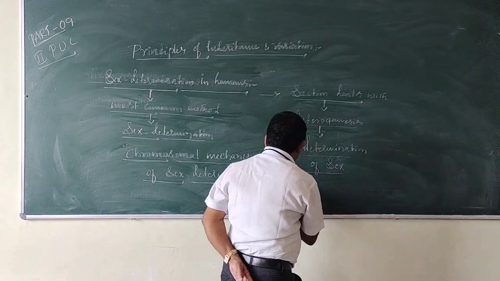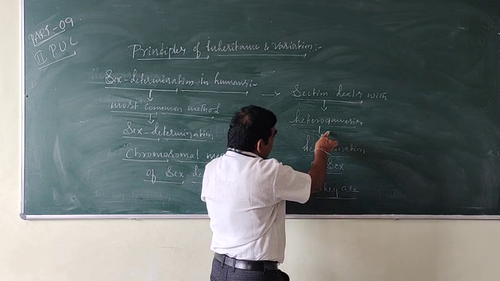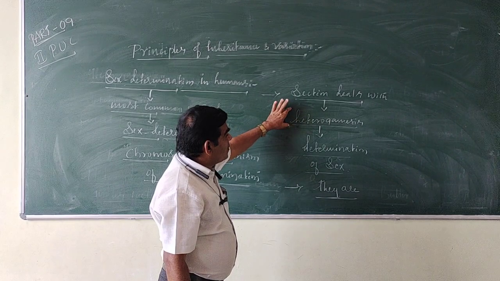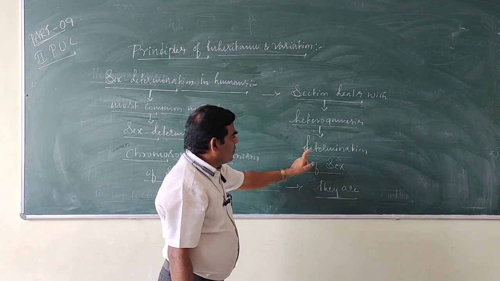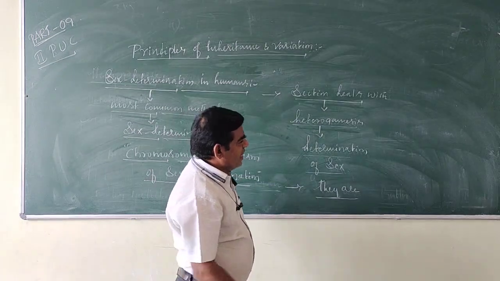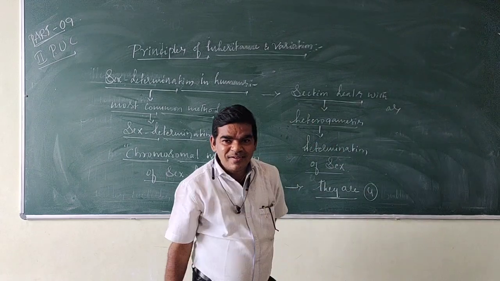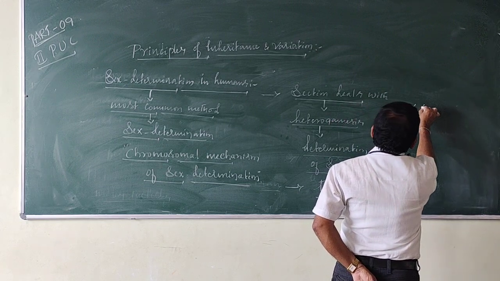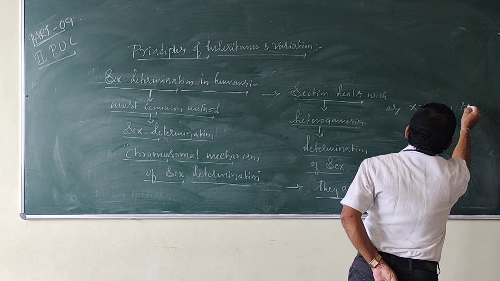There are 4 different types of heterogamety. Got the point? This section deals with different types of heterogamety for determination of sex. So there are 4 types of sex determination. They are XX plus XY type.